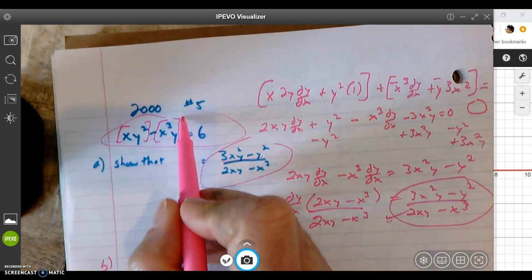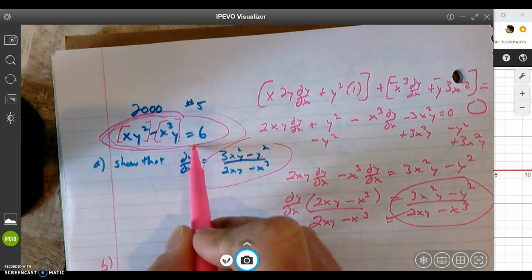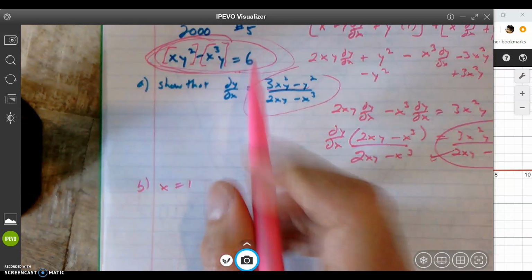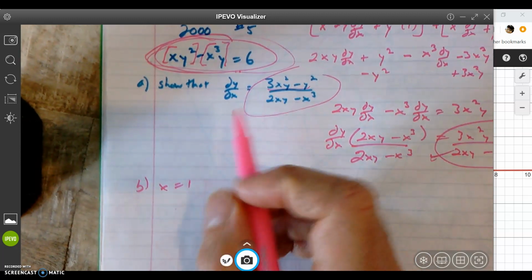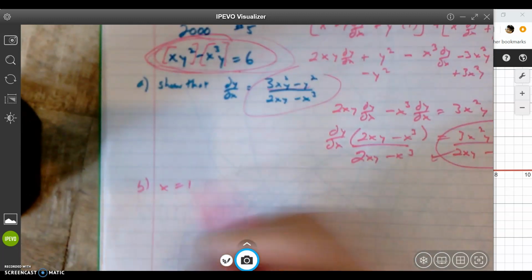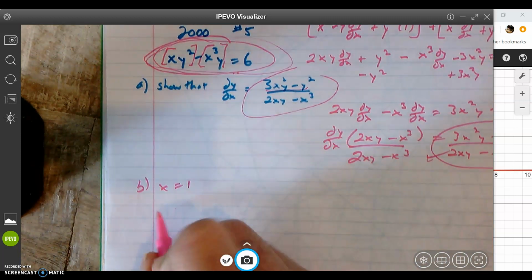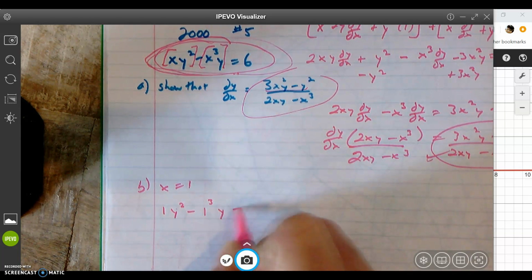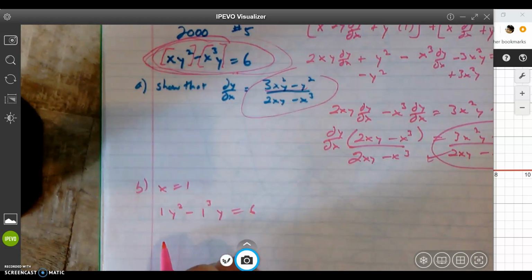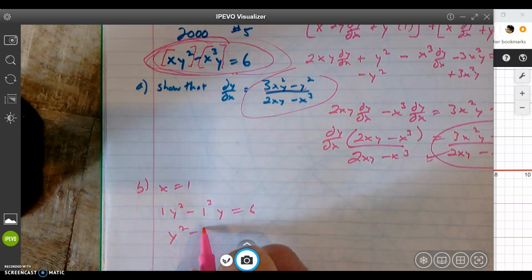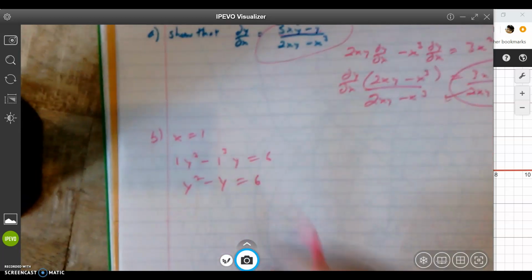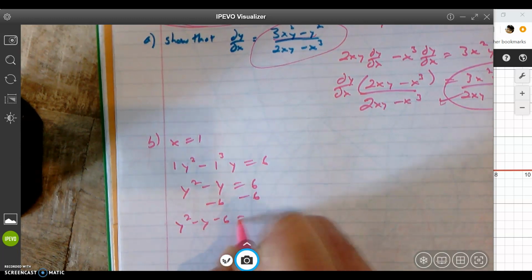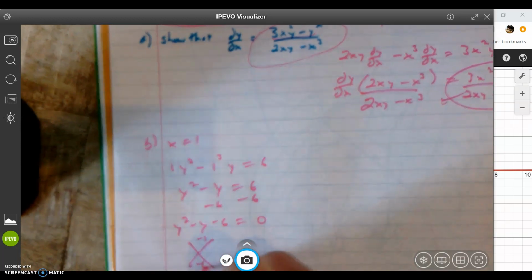This is the actual curve right here. If I want where the x-coordinate equals 1, I'm just going to plug 1 into the original equation. I'm not talking about the slope just yet. I just want to know, if x is 1, what is y? So I get 1 times y squared minus 1 to the third power times y equals 6, which is y squared minus y equals 6. Ooh, I see some factoring in our future. Every time we factor, we have a polynomial set equal to 0, and then we factor.